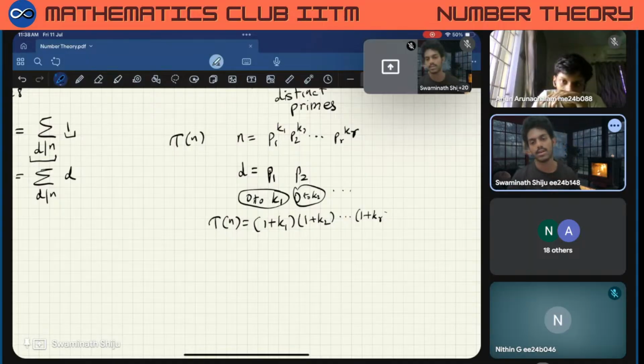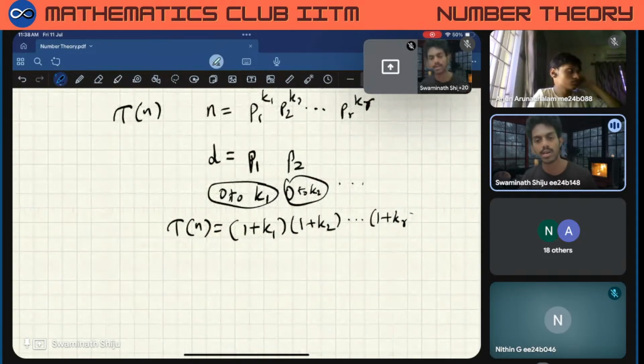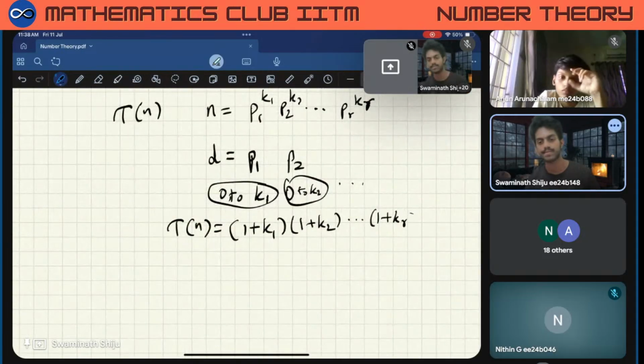Okay. Any doubts you can ask? We're using a combinatorial argument to find tau n.